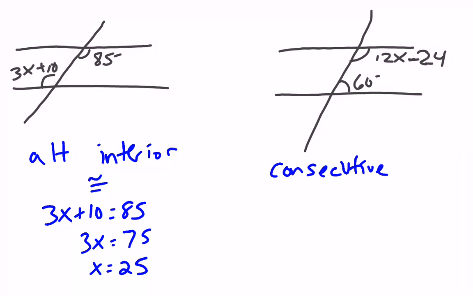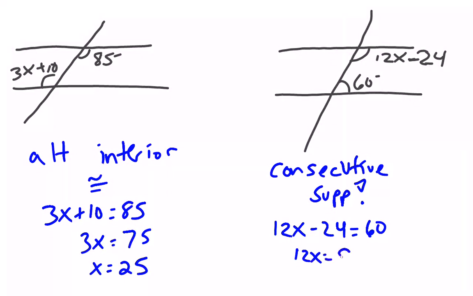Sorry. So those are consecutive, which means these are my one type that are supplementary, so don't set them equal. You usually get an answer that doesn't really make sense when you do that, if you mess that up. So 12x minus 24 equals 60. So 12x equals 84, and x equals 7.